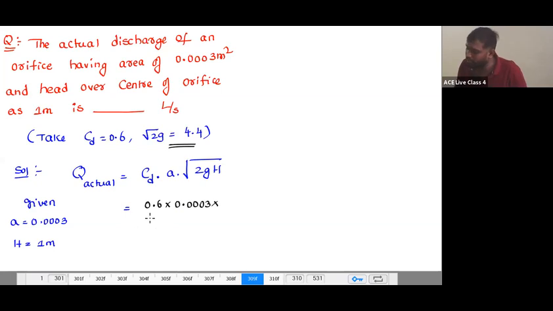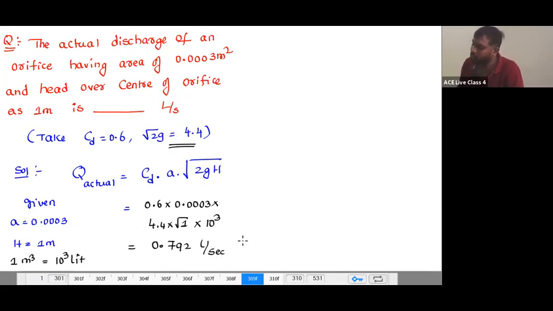Root 2g value is already given, 4.4, into root 1. You know, 1 meter cube is equals to 10 to the power of 3 liters. So multiply with 10 to the power of 3, you are going to end up with the answer as 0.972 liter per second. So already I have given everything, the root 2g value of 4.4.